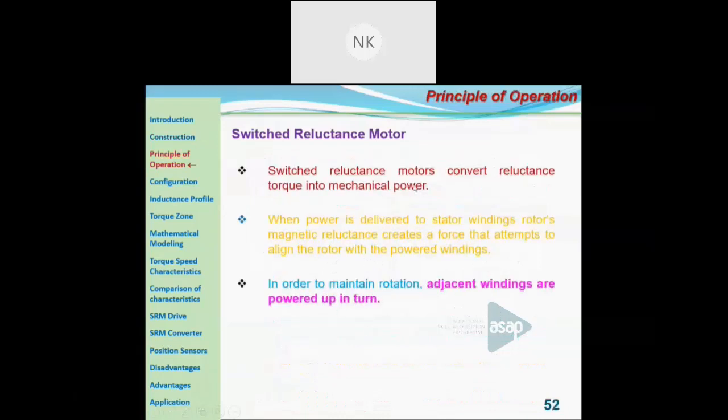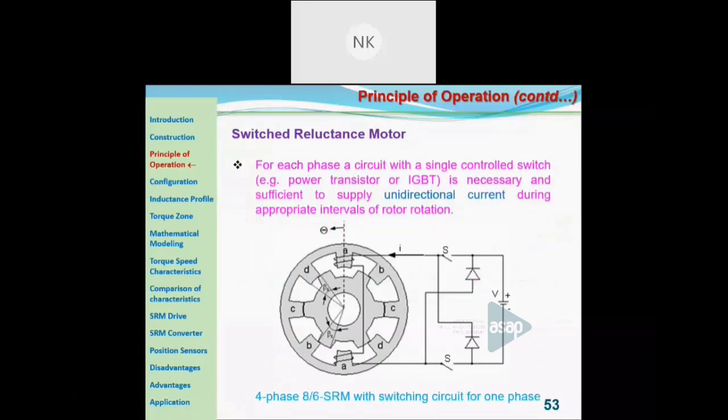Then the switched reluctance motor also converts the reluctance torque to mechanical power. Then in order to maintain rotation, adjacent windings are powered up in turn. That means first you have to energize A phase, then you have to energize B phase, then you have to energize C phase, etc.